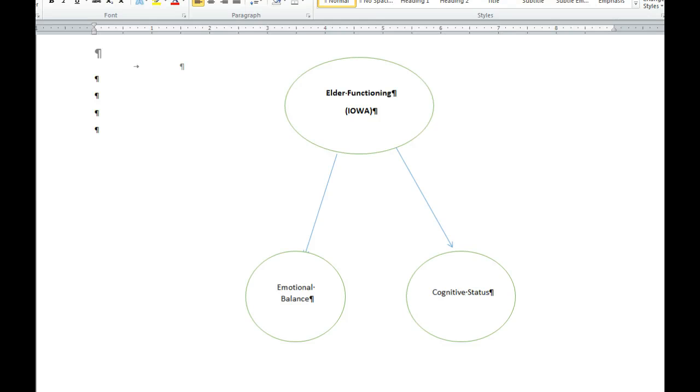In this brief presentation, I'd like to demonstrate and discuss example 2 in the textbook, where they demonstrated the dependent t-test, 2 paired observations, using the Iowa Self-Assessment Inventory to look at the differences in the means on 2 subscales of the measure, the emotional balance and the cognitive status subscales of this measure.